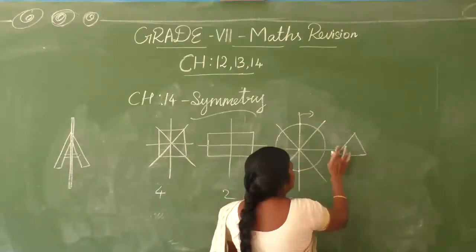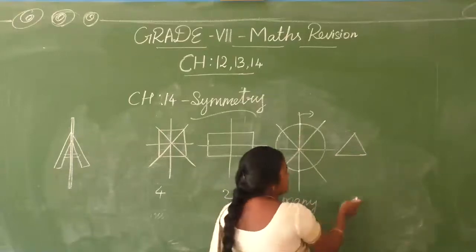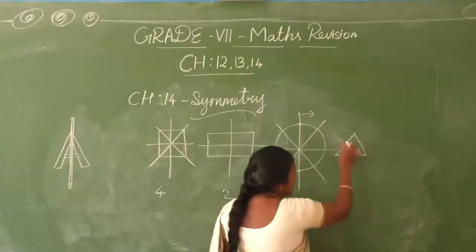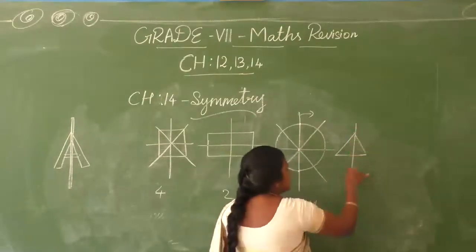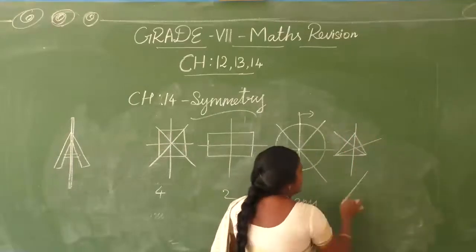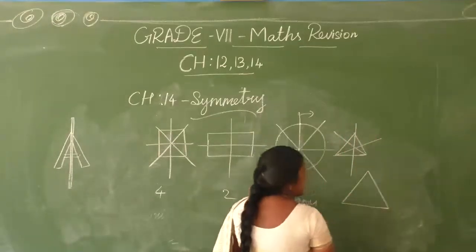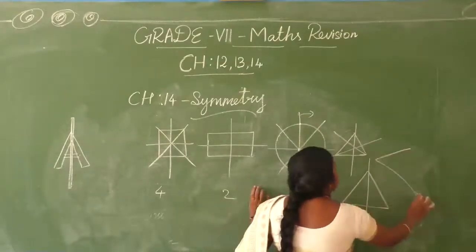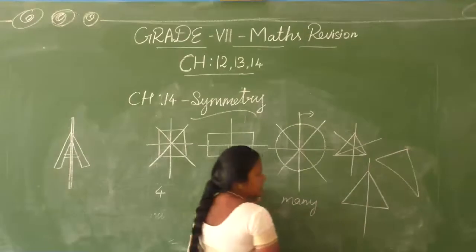Here triangle, actually sides-wise it has three types, no? Scalene, isosceles, equilateral. If the figure is equilateral, there are three lines of symmetry. Okay. If the figure is isosceles, there is one line of symmetry. If the figure is scalene, no line of symmetry. Understood?